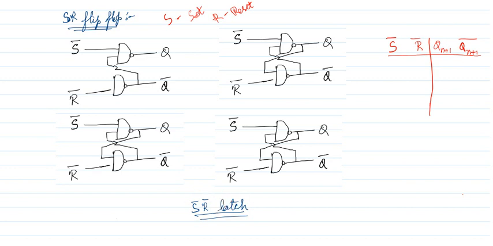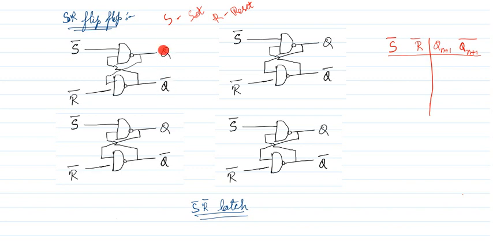Here we can see two NAND gates are connected. The output of the first NAND gate is coming as the input of the second NAND gate, and the output of the second NAND gate is going as the input of the first NAND gate. The other input of the first NAND gate I am calling S bar, and the other input of the second NAND gate is R bar.